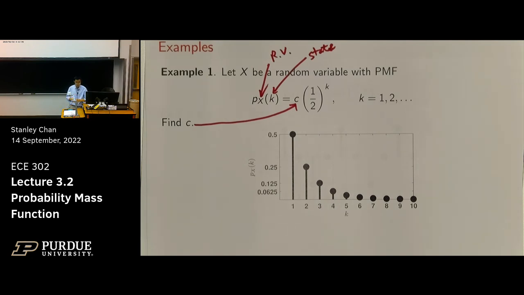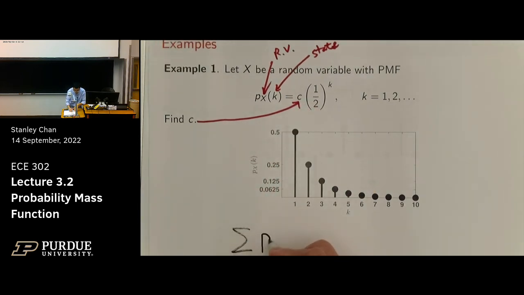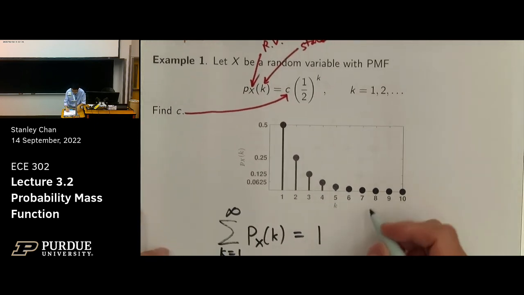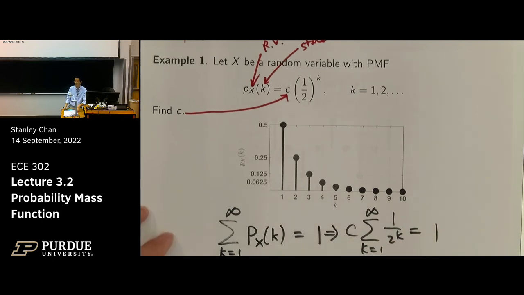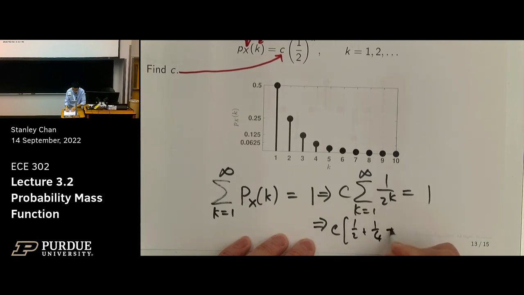We know it's pretty easy to calculate: just sum everyone, make it equal to 1, find out the c. Does that make sense? Because to find the c, I just need to know that the summation of all this p_X over the possible k's, k going from 1 to infinity, has to be 1. And then the rest is algebra. So you plug in, c can come out, the sum of 1 over 2 to the power k, k going from 1 to infinity, should be 1, right? And how do I do that? There's a c, this is just 1 half plus 1 fourth plus dot, dot, dot, that has to give me 1. So what is that solution?